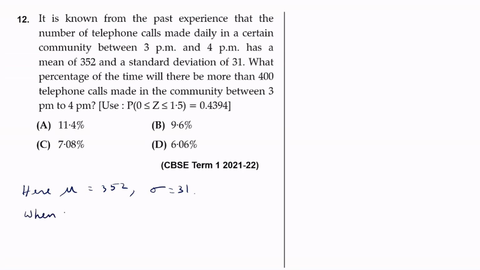Now since we have to find probability of X greater than 400, we have to find the z-score when X is 400. When X is 400, Z is equal to (X minus mu) by sigma. It is (400 minus 352) by 31. It is 48 by 31, which is 1.5. Here they have given the value of probability of 0 less than Z less than 1.5 as 0.4394, which can be used.